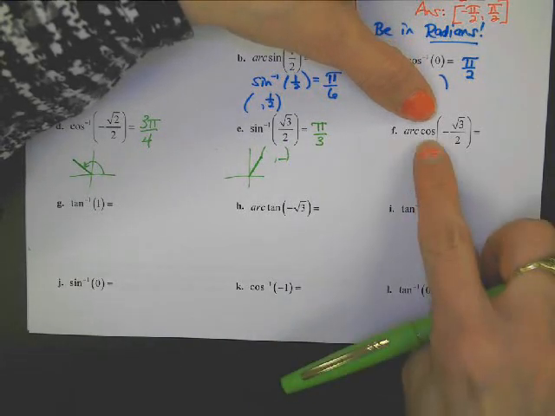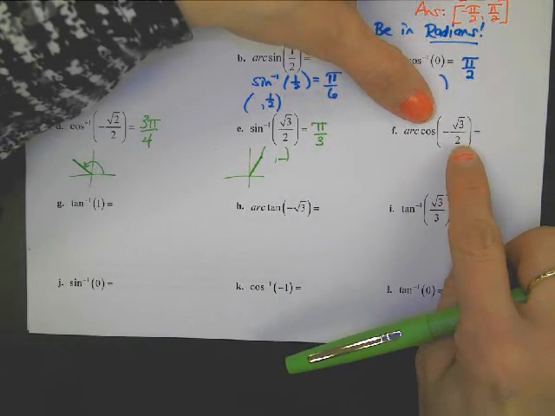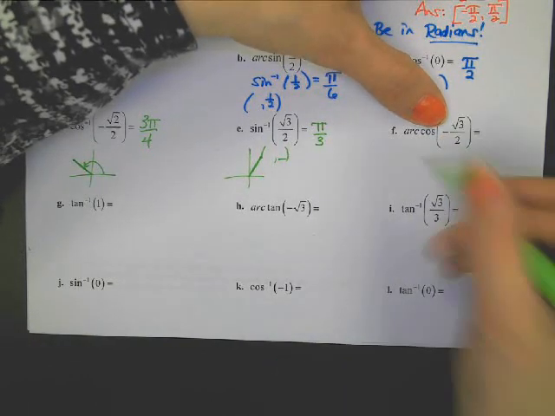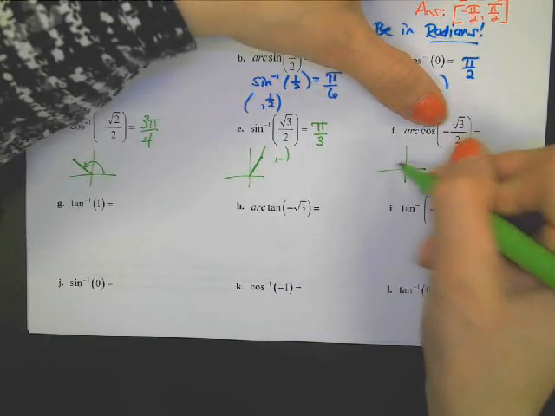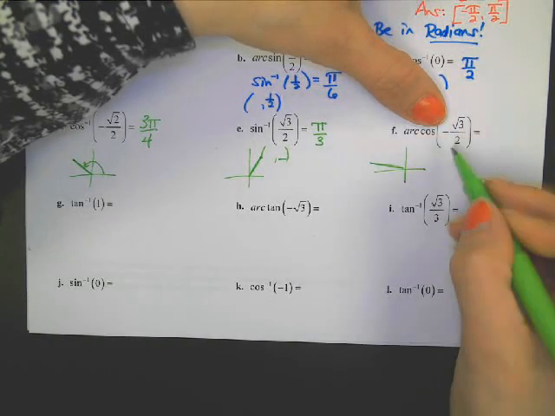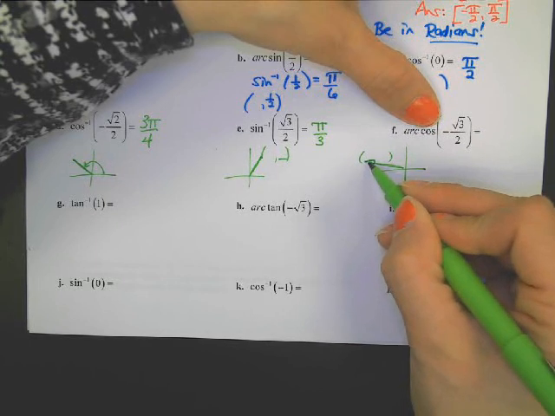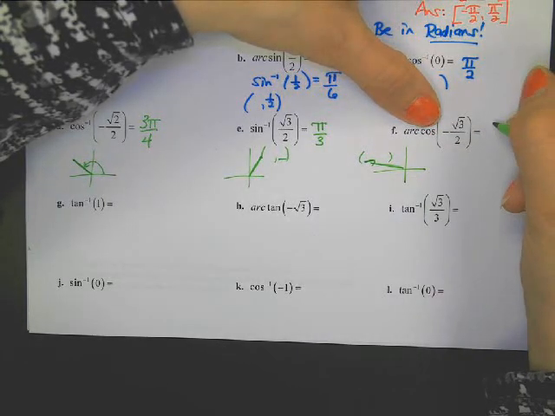Try to close your eyes and do these before I say the answer. Arccosine means inverse. I'm going backwards. You are supposed to look in quadrants 1 and 2, but it's negative. So where are you going to look? Quadrant 2. Negative root 3 over 2 is the first value. What angle am I at?